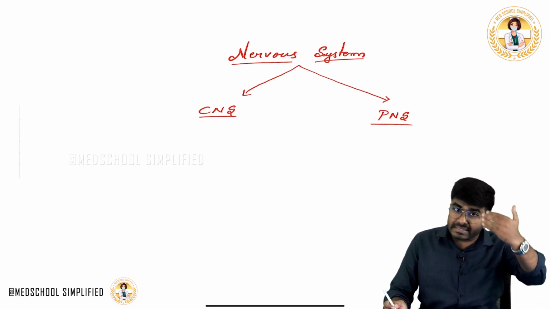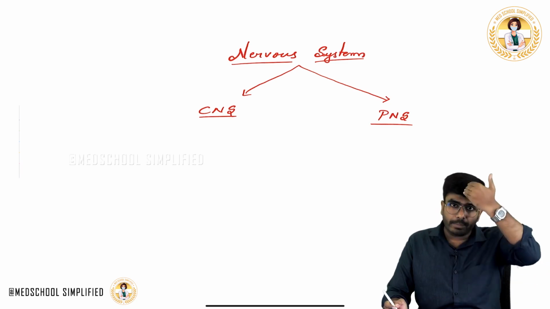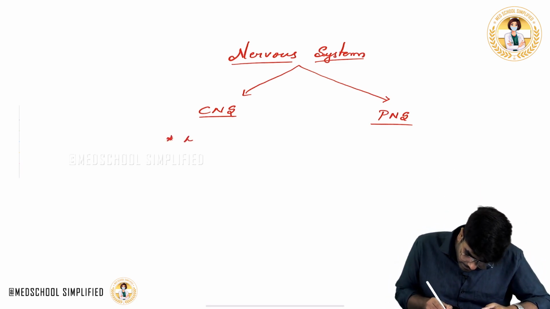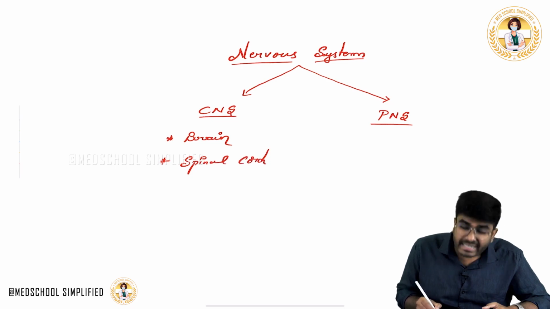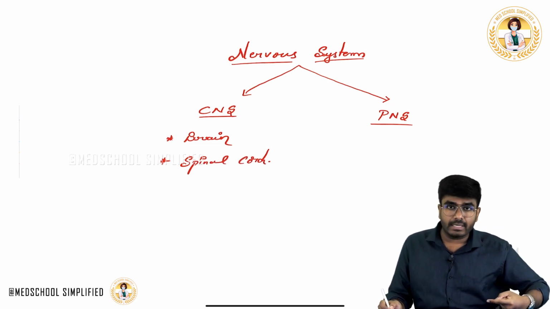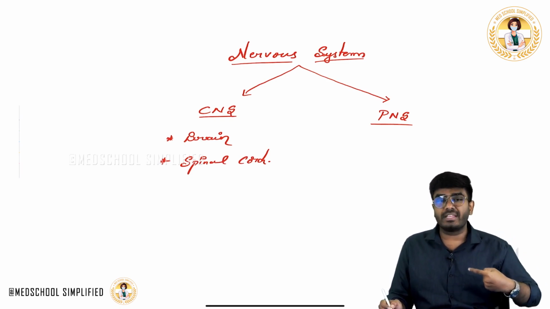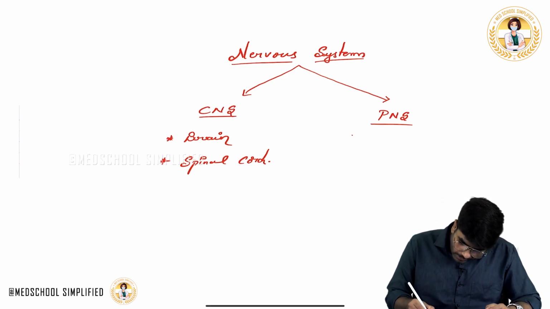The name itself, it's a central nervous system, the one which are present in the central part of your body, the brain and spinal cord. So central nervous system includes brain and spinal cord. They are the centers for processing. These are the centers where information will be processed. Central nervous system.